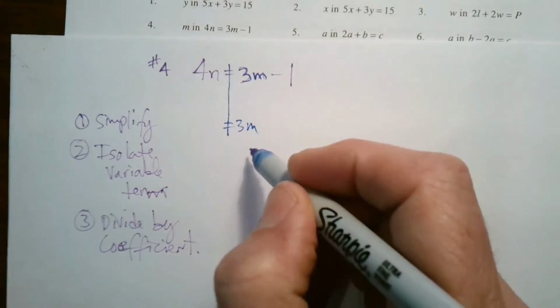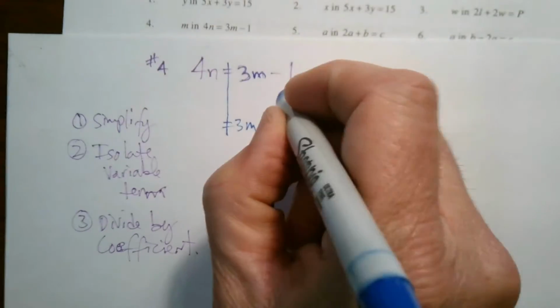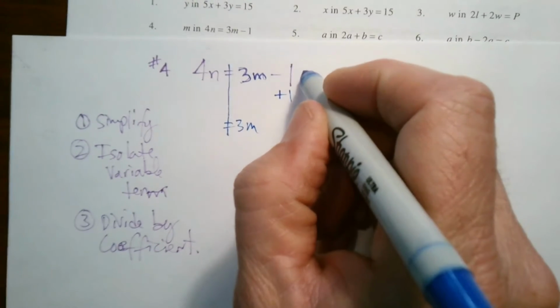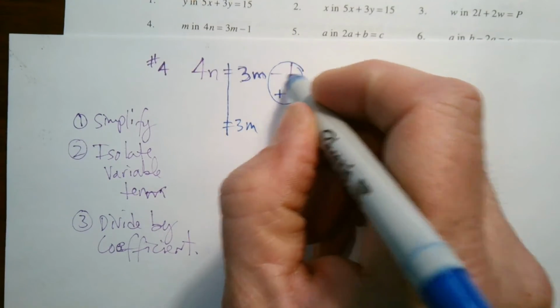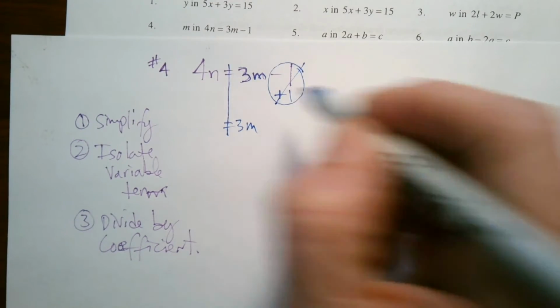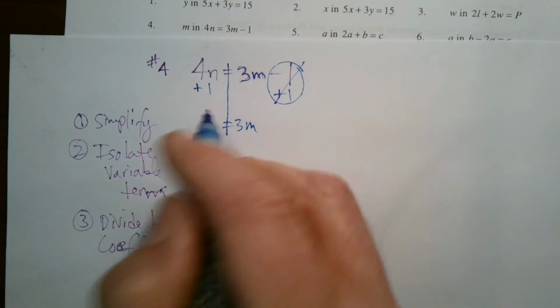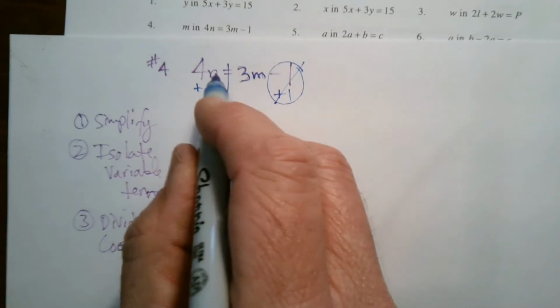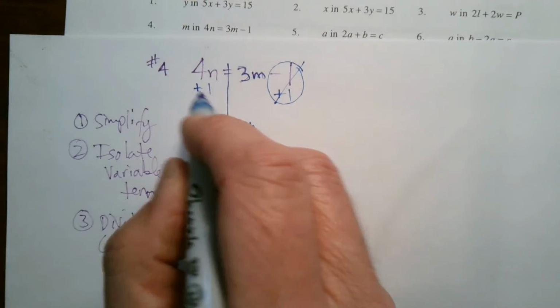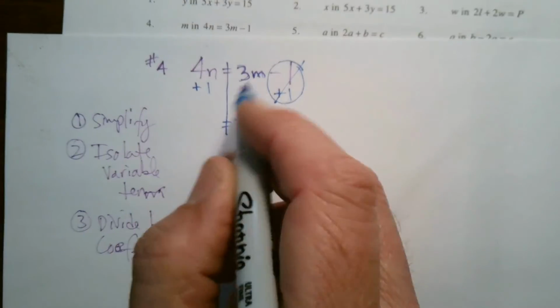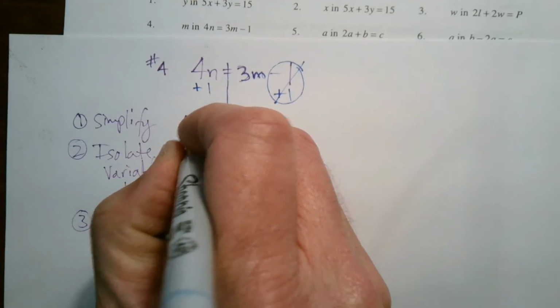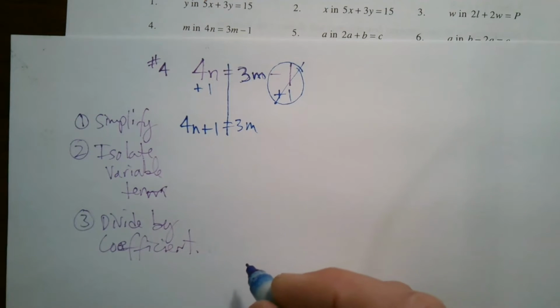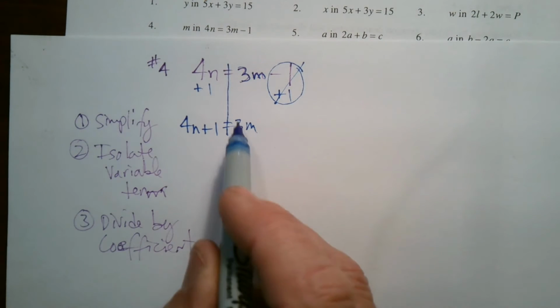To get it by itself, I've got to get rid of the minus 1. So I'm going to add 1, the inverse operation. Minus 1 plus 1 is 0. I do the same thing on this side, so I have 4n plus 1. I can't add a 1 and a 4n because one is a variable term and the other a constant, so I just write 4n plus 1 as is. I've isolated my variable term.